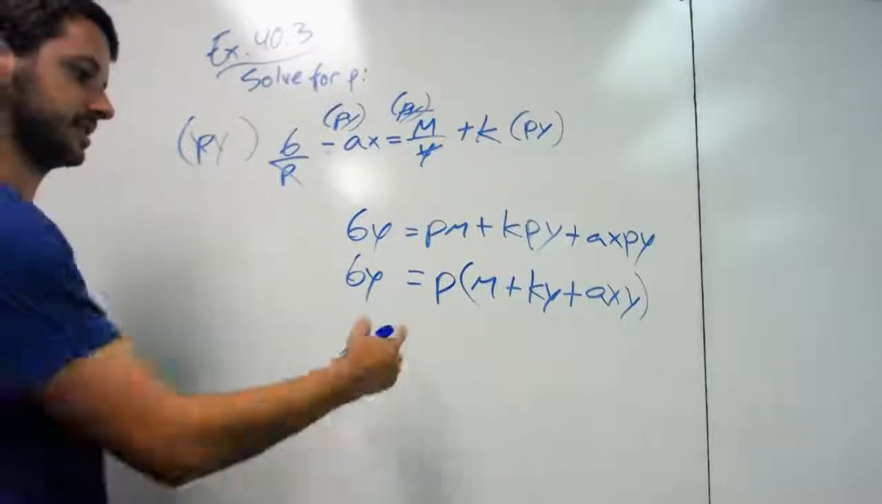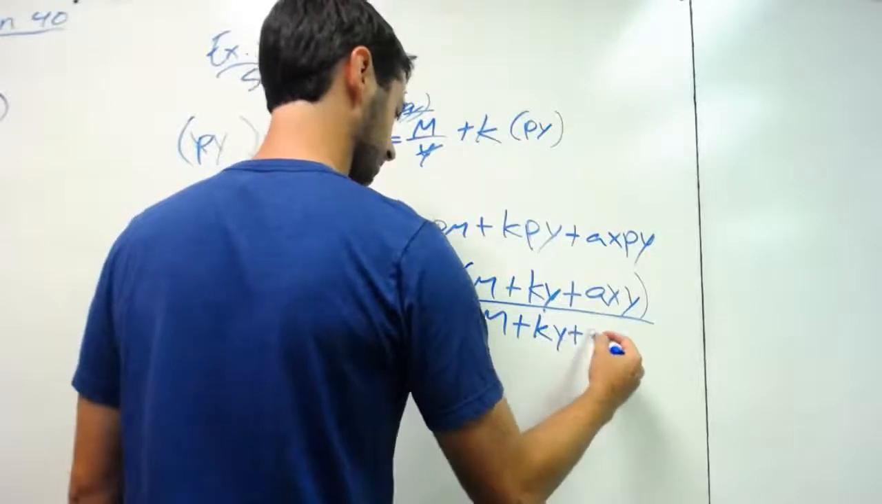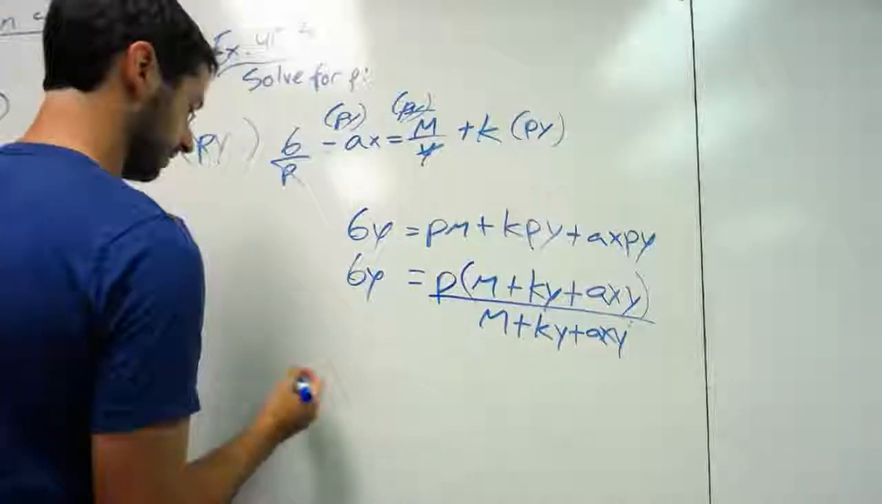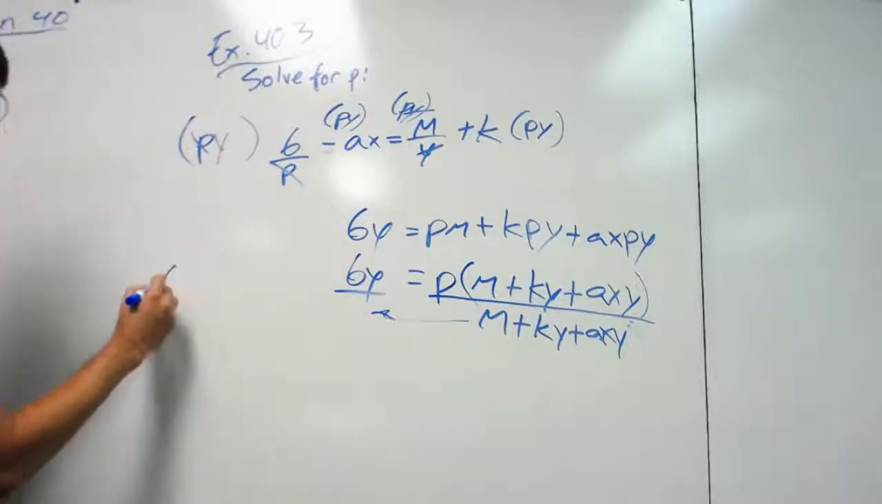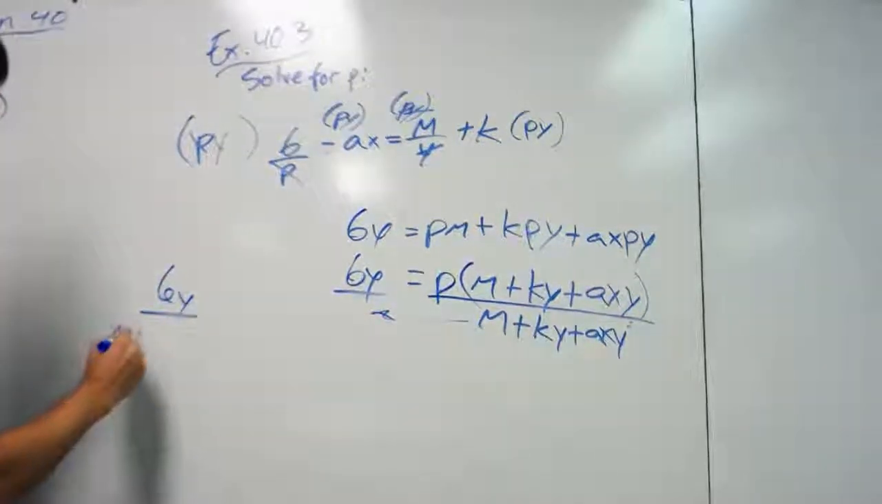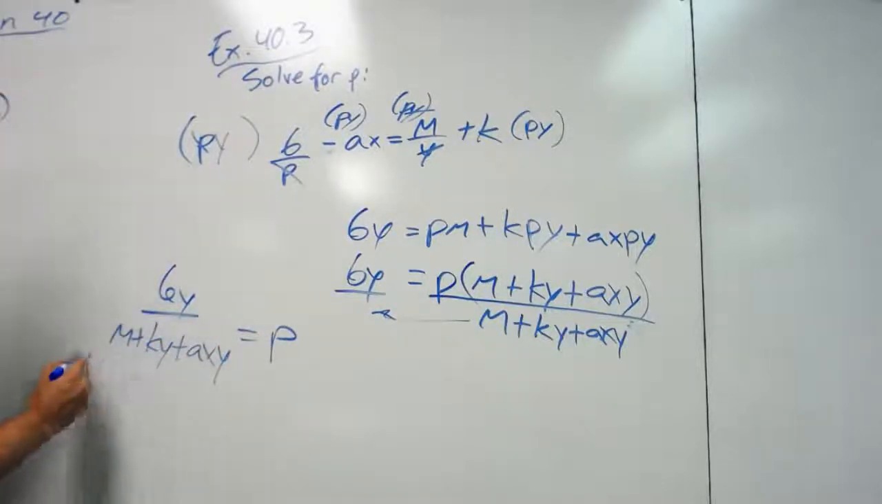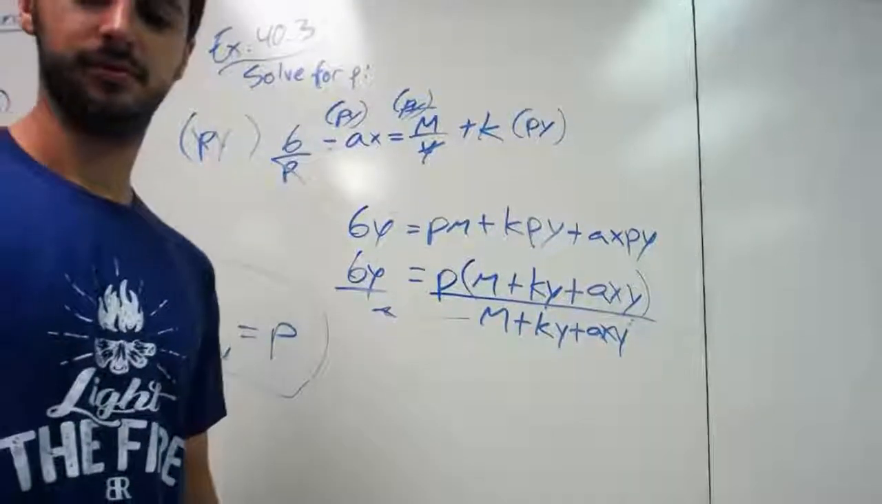P is by itself in a sense now. It's got a product, so we can divide both sides by all this. So we would get 6y over m plus ky plus axy equals p. And that's how you do these abstract fractional equations. Find the least common multiple to cancel the denominators, and then get all the variable that you're solving for on one side. Factor, divide will generally be the process.